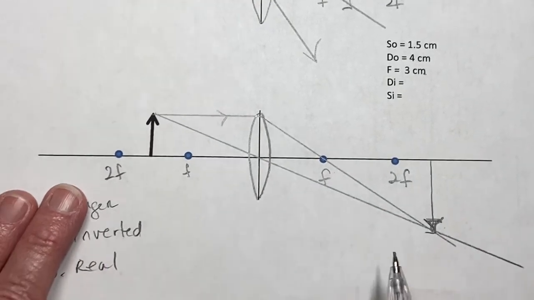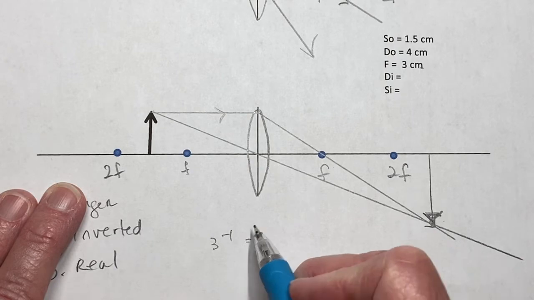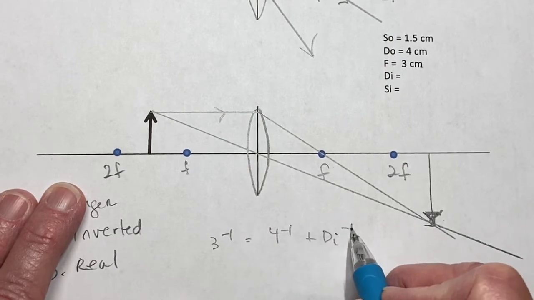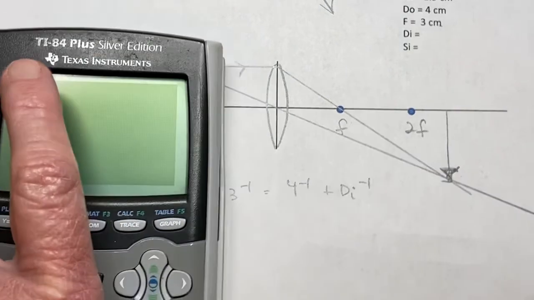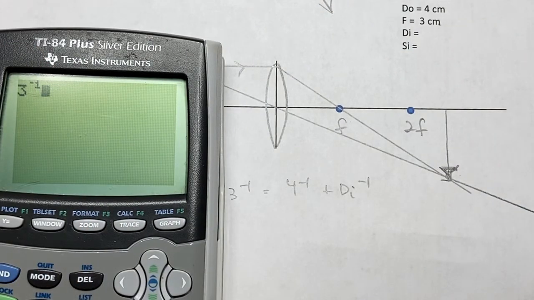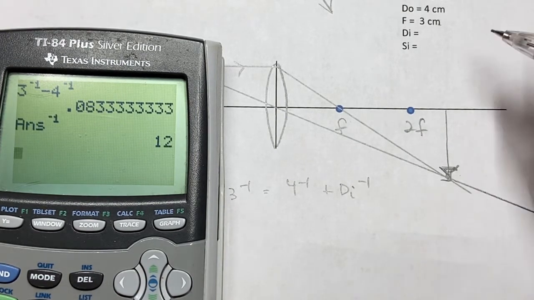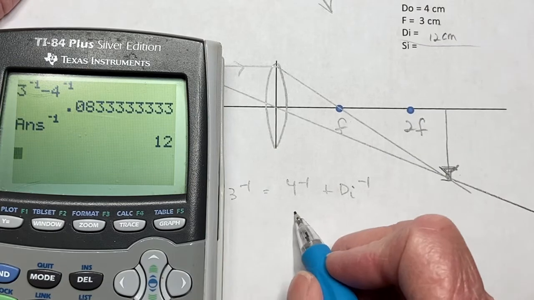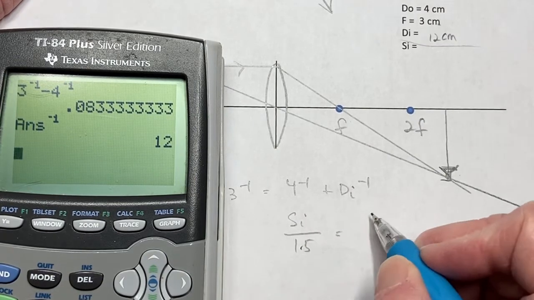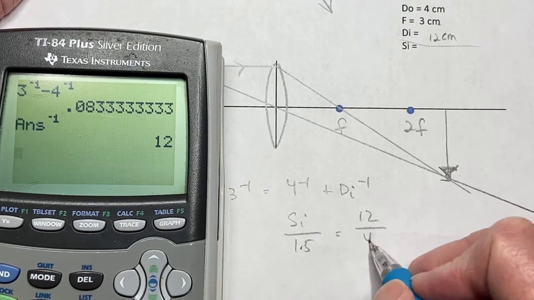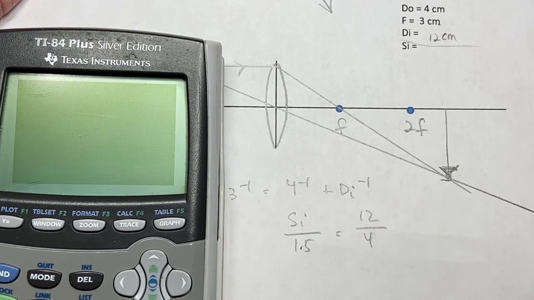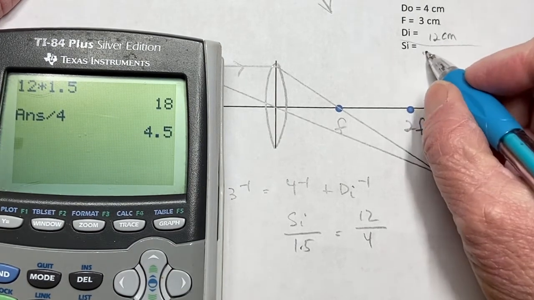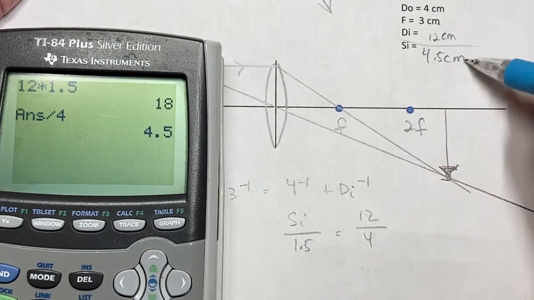Let's do the math. So we have, well, we'll do it down here. 3 to the negative 1 equals 4 to the negative 1 plus di to the minus 1. 3 to the minus 1 minus 4 to the minus 1 equals, and 1 over again. So di is going to be 12 centimeters. Okay, SI over SO, which was 1.5, equals di, which is now 12 over 4. So let's just cross multiply. So 12 times 1.5 and then divided by 4, we get 4.5 centimeters, which is definitely bigger than the original.